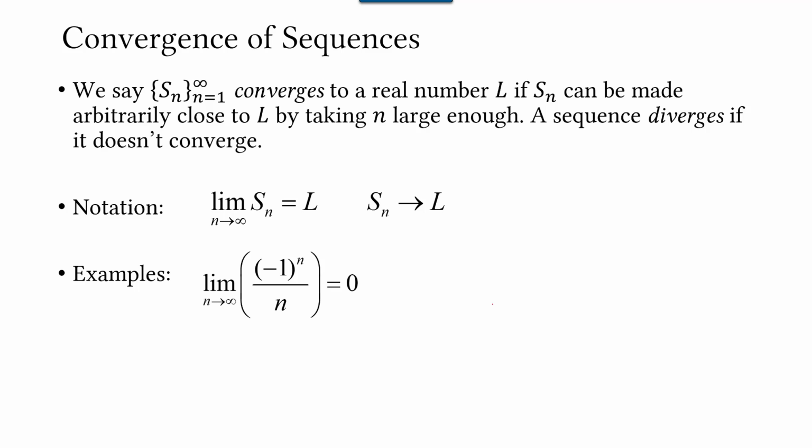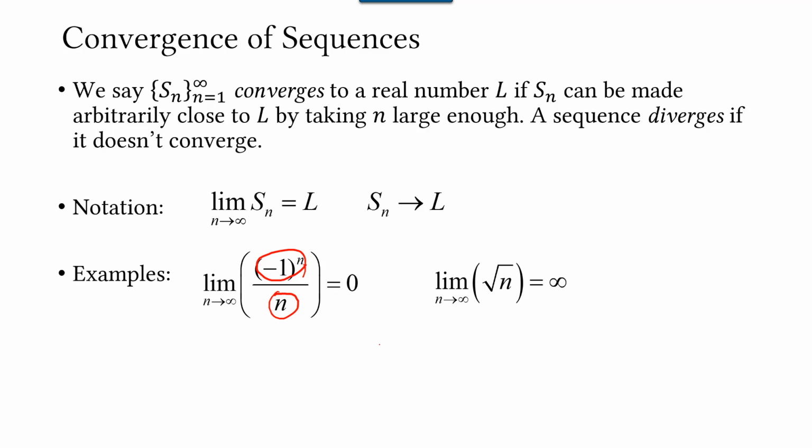And we can kind of see that because the numerator here is either 1 or minus 1. It doesn't grow. But the denominator, n, grows without bound. So what we have is a fraction with a numerator that's either 1 or minus 1, and a denominator that's going to infinity, and so that has to approach 0.